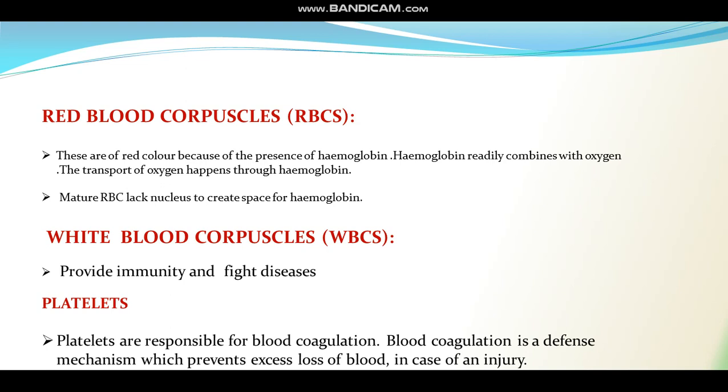Then white blood corpuscles we have already discussed. They provide immunity to the body and fight diseases. Now the third component, platelets. Platelets are basically concerned with blood clotting, blood coagulation. Blood coagulation is a defense mechanism which prevents excess loss of blood in case of an injury. So these blood platelets help in formation of a blood clot that prevents loss of blood in case of an injury. I hope this is clear to you.